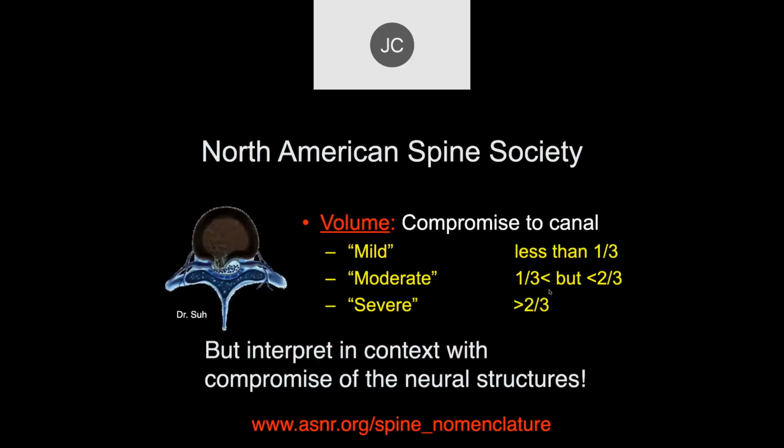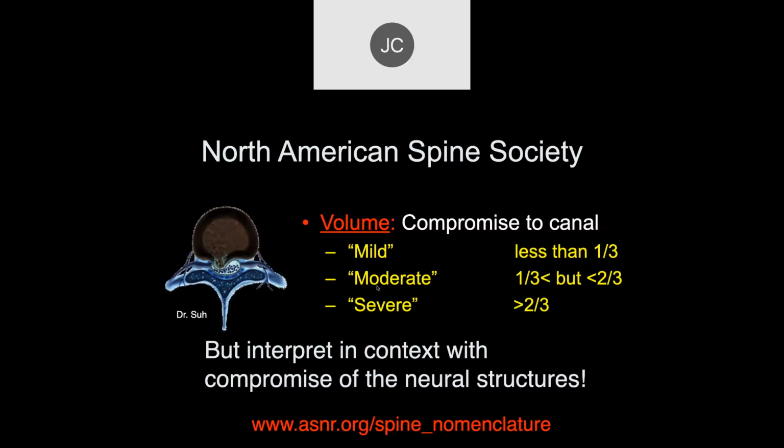Now, the North American Spine Society also has a discussion of central stenosis, where they talk about volume and the compromise. Mild would be less than a third of the volume compromised, moderate between a third and 2/3, and severe greater than 2/3. But what's really important here is not the percentage. Some people have very large canals, and if you had half of it compromised, it's not going to be very significant. Other people have congenitally small canals. So what's really important is how much CSF there is around the nerve roots.